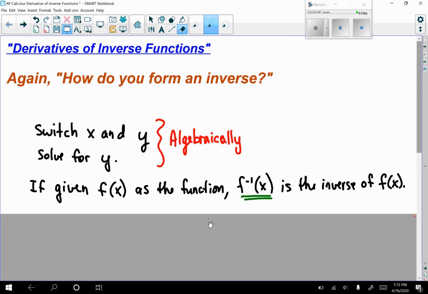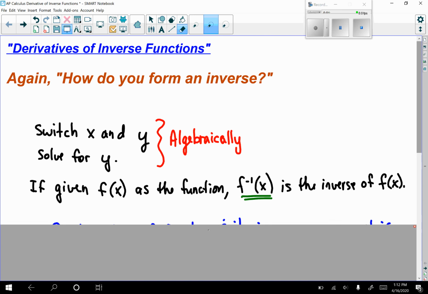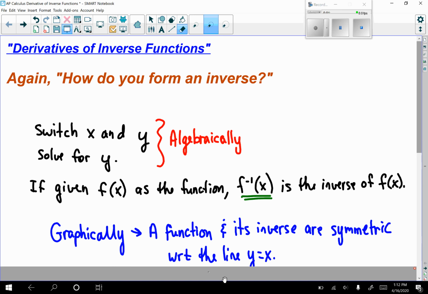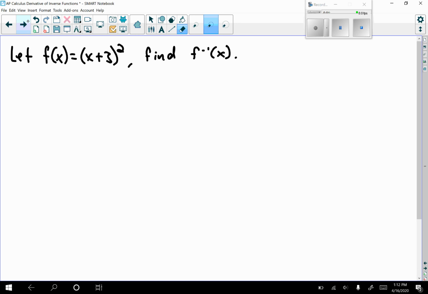Graphically, a function and its inverse will be symmetric with respect to the line y equals x, or reflect over the line y equals x. So I just want to practice real quick to review an example of how we algebraically find the inverse of a function. So let's go ahead and do so with f of x is equal to the quantity of x plus 3 squared. We want to find the inverse of f of x.